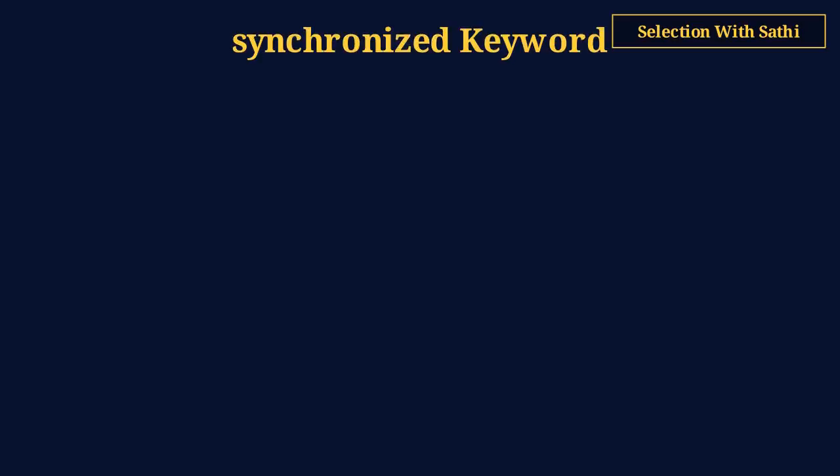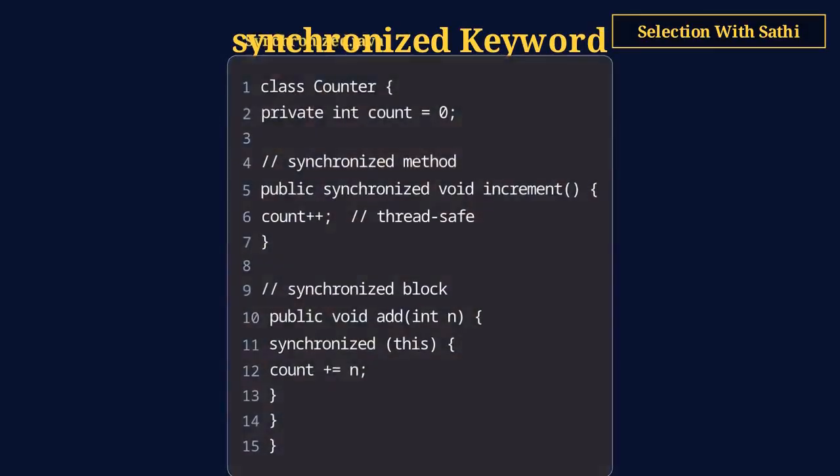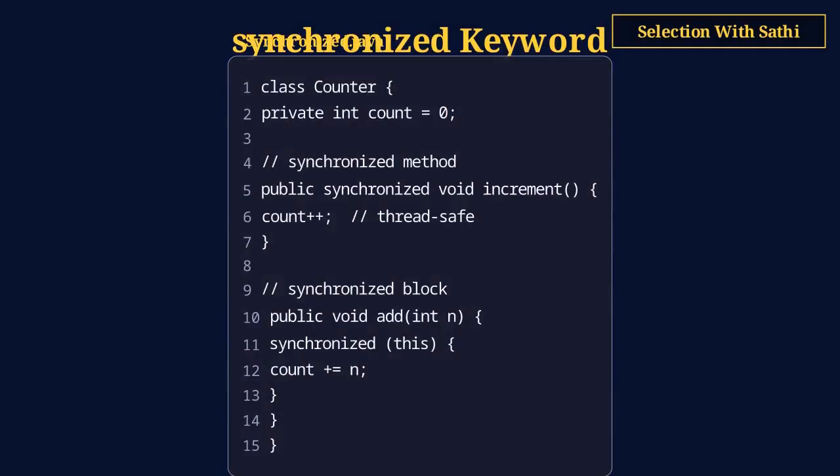The synchronized keyword prevents race conditions. A synchronized method locks on this object. A synchronized block locks on a specified object. Only one thread can hold the lock at a time. Other threads wait until the lock is released.